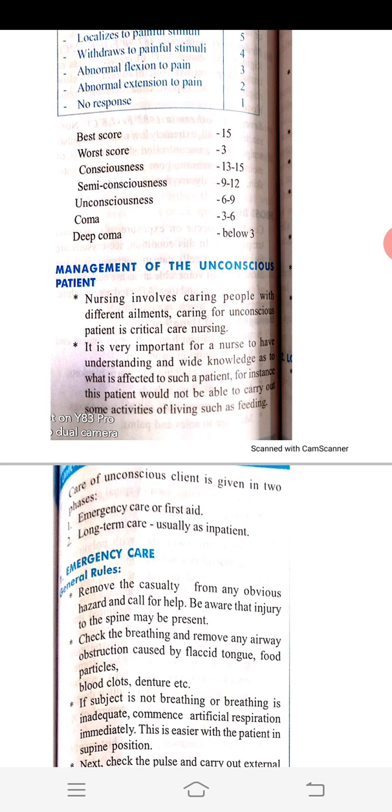Then, if available, if we know that the oxygen level is very low, then give oxygen by mask. If the pulse is very weak, then we elevate the legs of the patient.